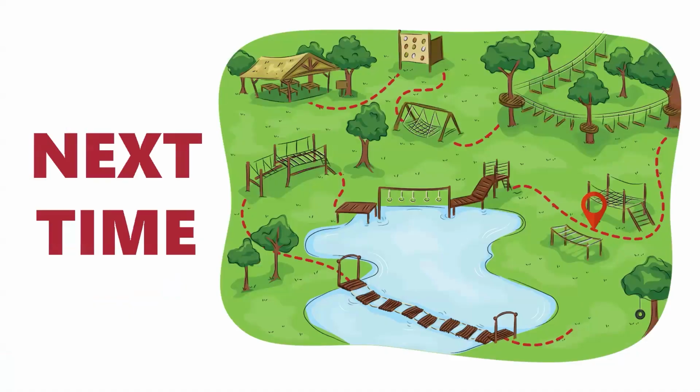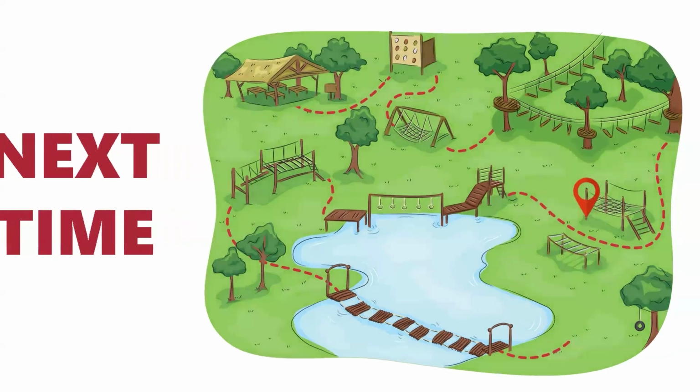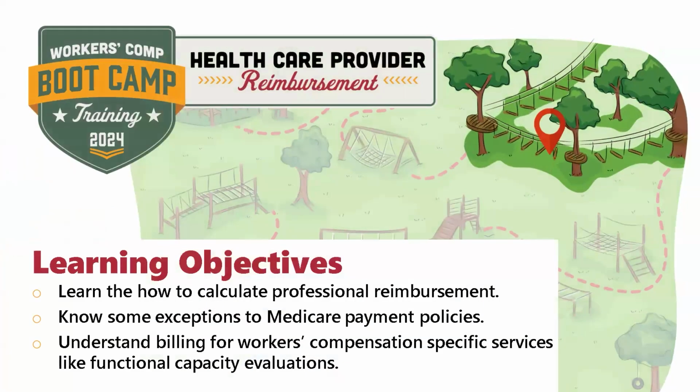Next time, as we move on through our obstacle course, the healthcare provider will be swinging their bill to the insurance carrier, and hopefully the swing back will be a payment from the insurance carrier. And we'll be carefully watching all the hard cardio workout that was done in the healthcare provider billing procedures from the treehouse. We'll be going over how to calculate professional reimbursement, knowing some exceptions to the Medicare payment policies, and understanding billing for workers' compensation specific services like FCEs or functional capacity evaluations.